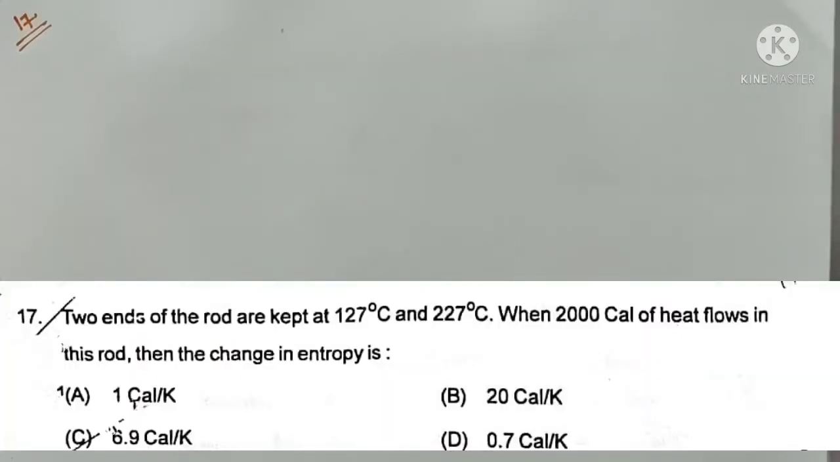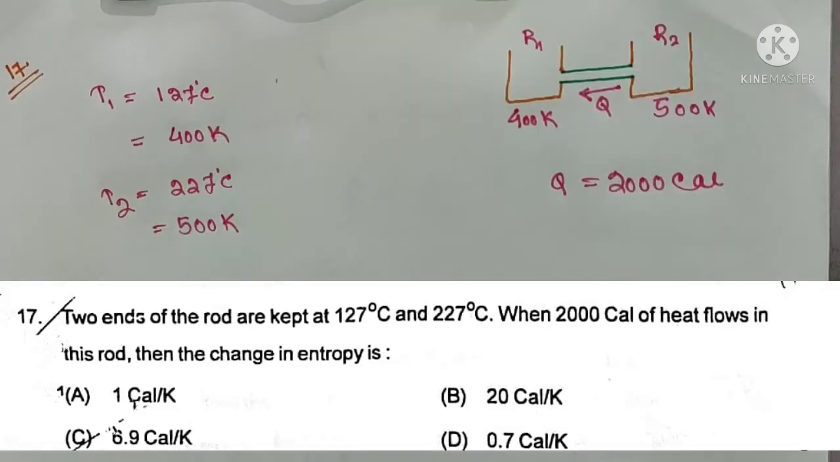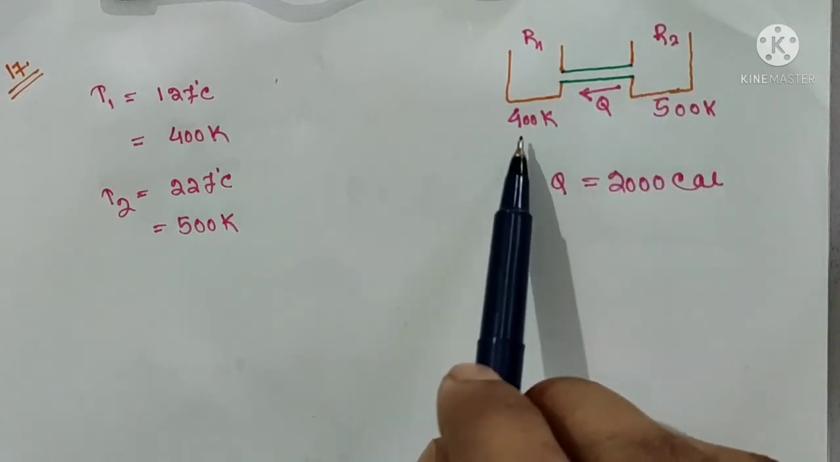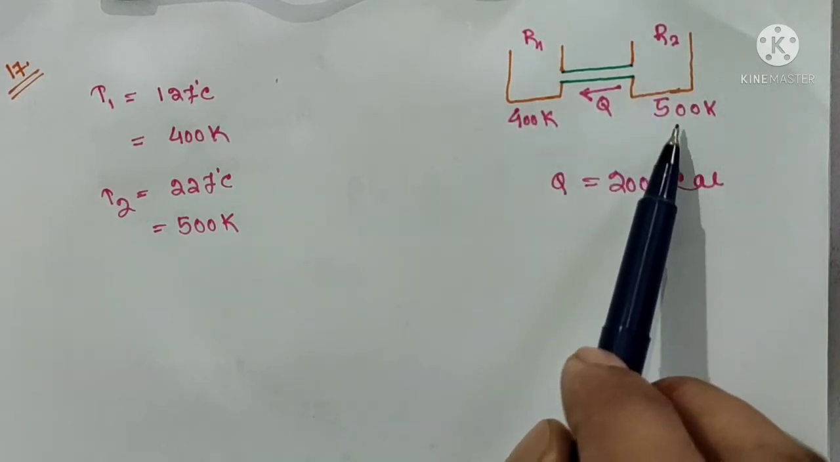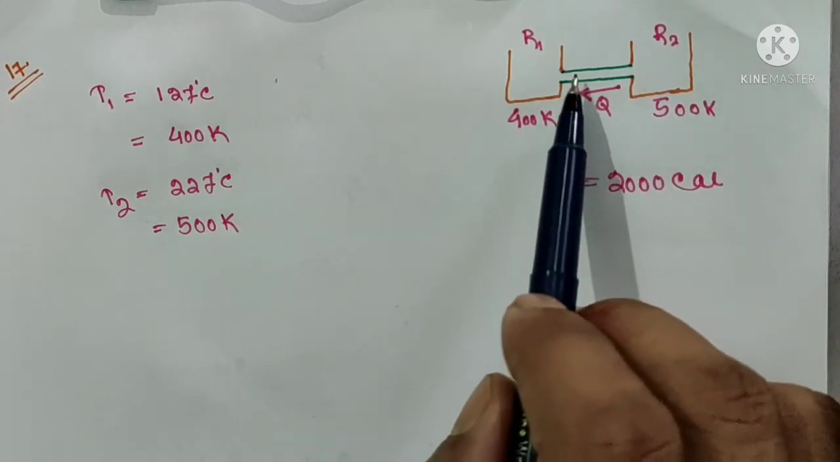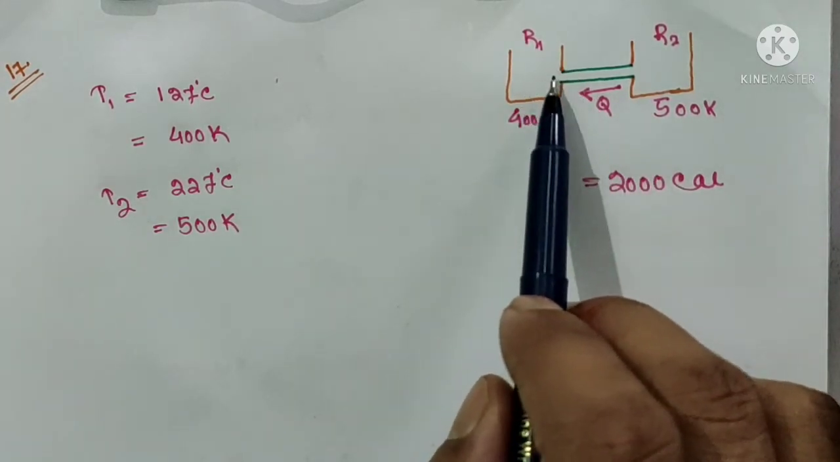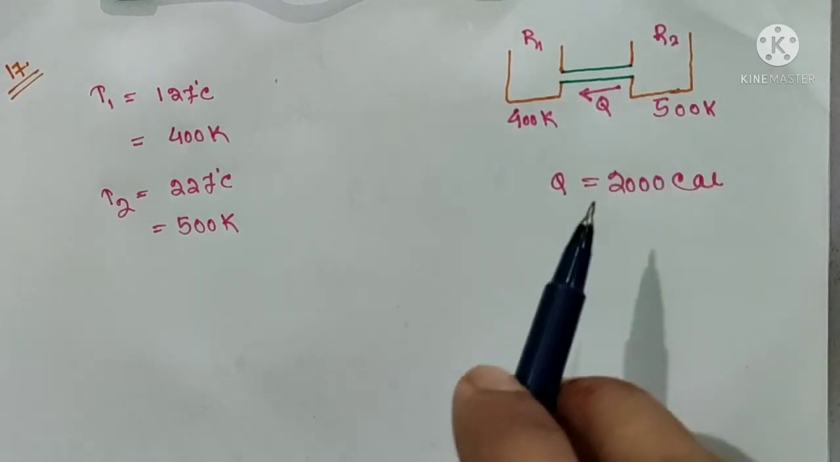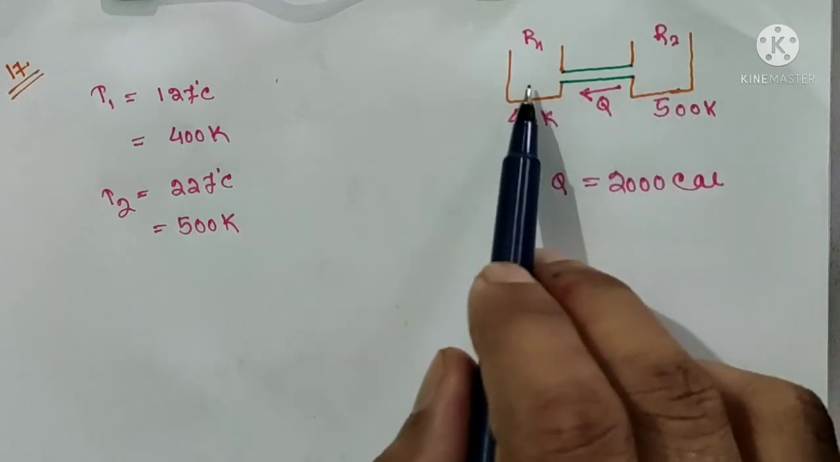Question number 17. Two ends of the rod are kept at 127 degrees Celsius and 227 degrees Celsius. When 2000 calorie of heat flows in this rod, then the change in entropy is. देखो, we can consider this problem like this. There are two reservoirs, one at 400 Kelvin and other at 500 Kelvin, and the one end of the rod is connected to first reservoir and another end is connected to this reservoir 2. So now heat will flow from reservoir 2 to reservoir 1.